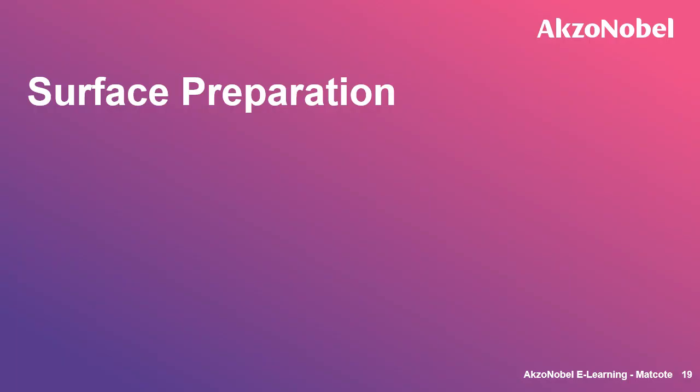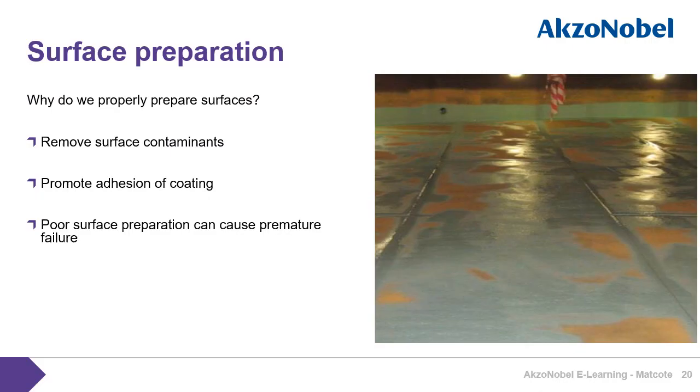We'll now move on to the surface preparation required for the Matcote system. So firstly a question, why do we properly prepare surfaces? Well, it's to remove surface contaminants, it's to promote adhesion of the coating to the substrate, and it's to reduce any likelihood of premature failure of the system.